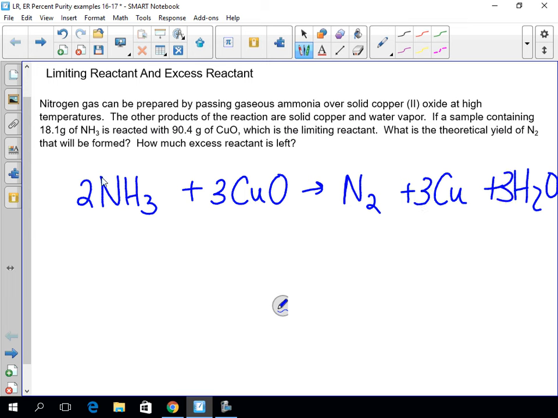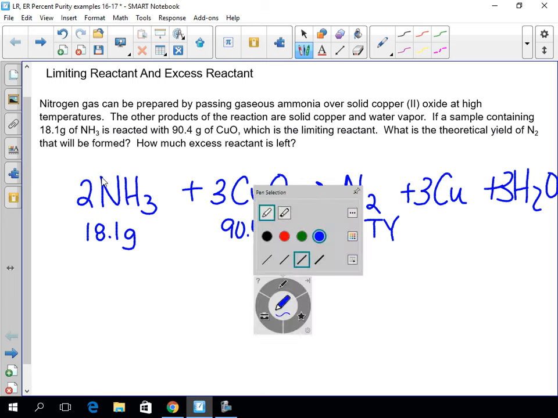And then I like to set up my given and find underneath. We know we have 18.1 grams of ammonia to start with, 90.4 grams of copper oxide. And we want to find out what the theoretical yield of nitrogen is. Anytime it mentions theoretical yield, that means if this experiment was run perfectly, how much nitrogen could we really produce? So we're going to try and find the grams of nitrogen, and that's going to be our theoretical yield. Our other things, copper and water, are just along to balance the equation.